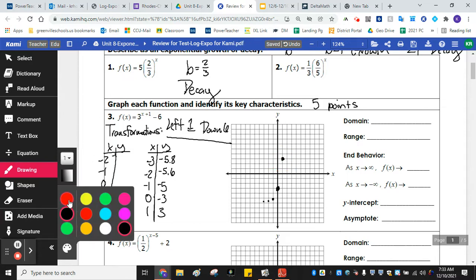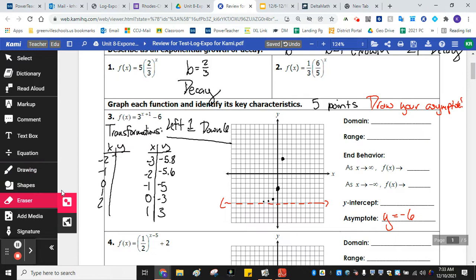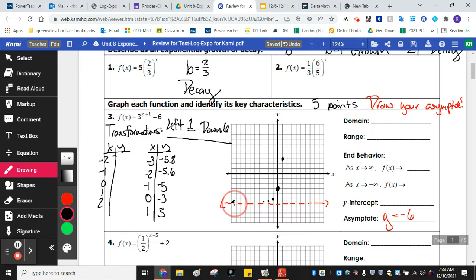There you go. And don't forget your asymptote. Your asymptote is usually at 0 unless it's moved up or down. So this one was moved down 6. So here's your y asymptote. Draw your asymptote. So that's y equals -6. So with exponential, you have a horizontal asymptote. It shouldn't curve up like that as you keep getting closer and closer. Never crossing, but closer and closer. I'll take it. Looks good enough.